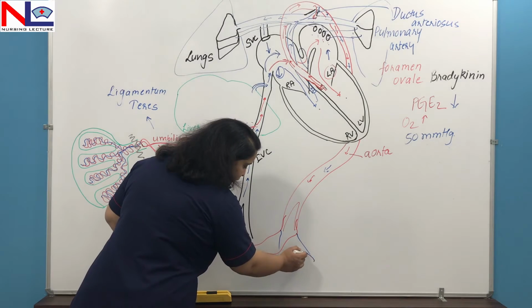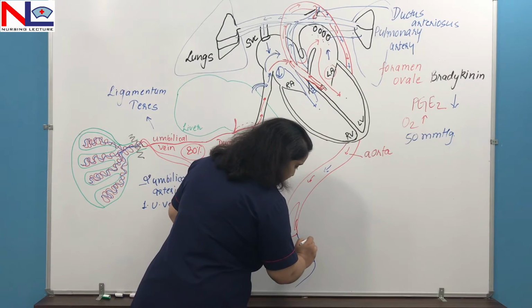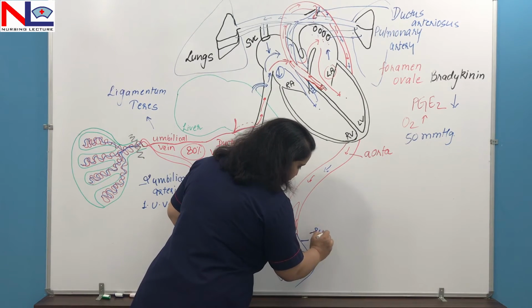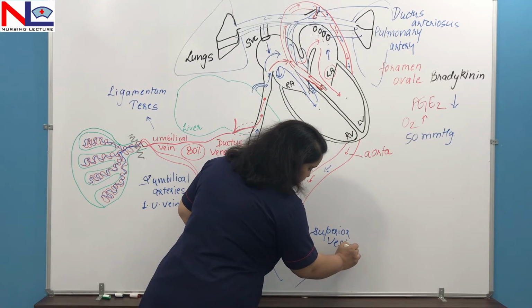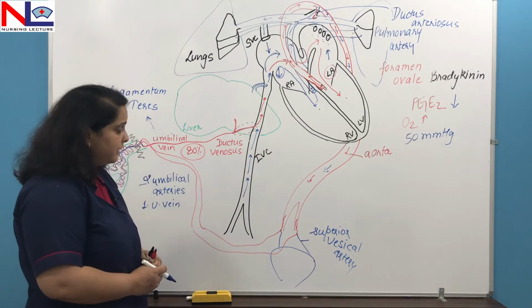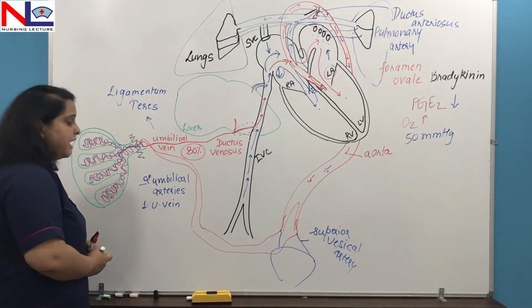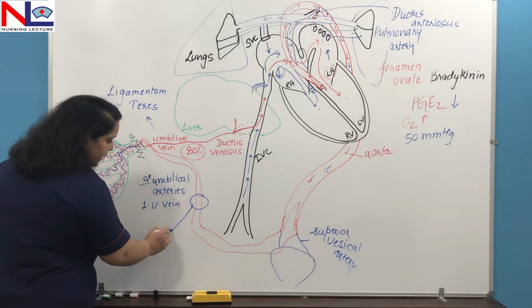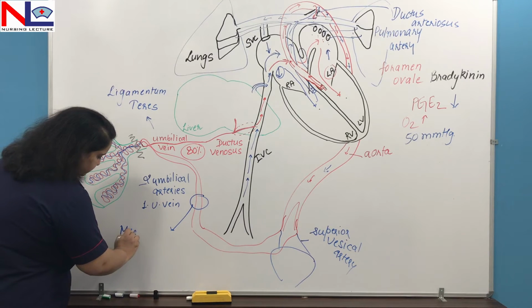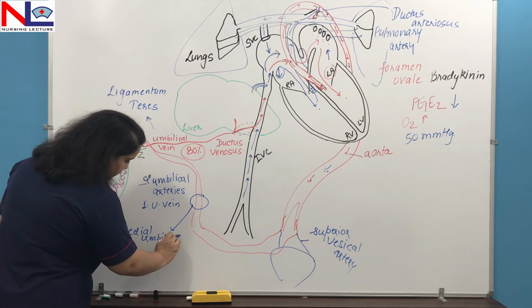There are 2 branches here. The proximal branch of this umbilical artery supplies the bladder and remains open, and is called the superior vesical artery. So the proximal branch of the umbilical artery supplies the bladder and forms the superior vesical artery, and the distal portion of the artery becomes occluded and forms the medial umbilical ligament.